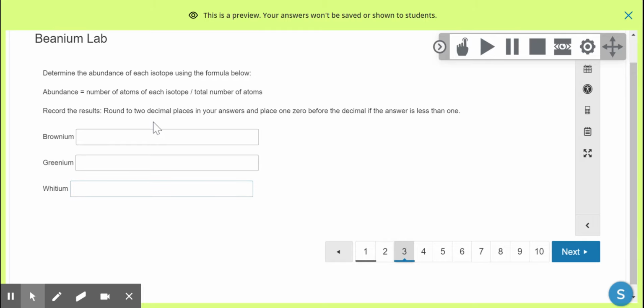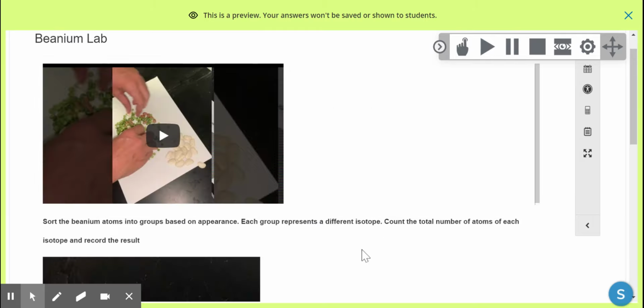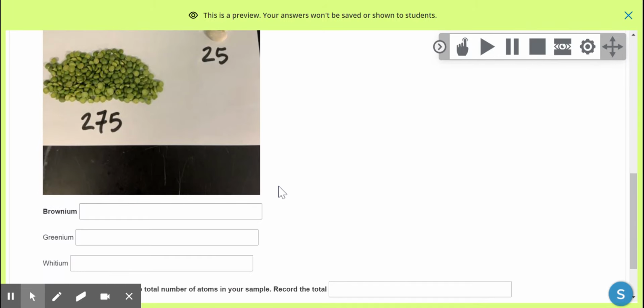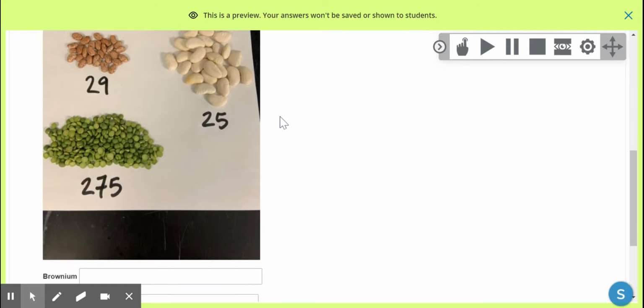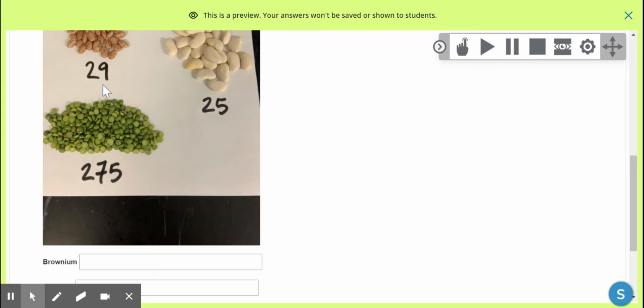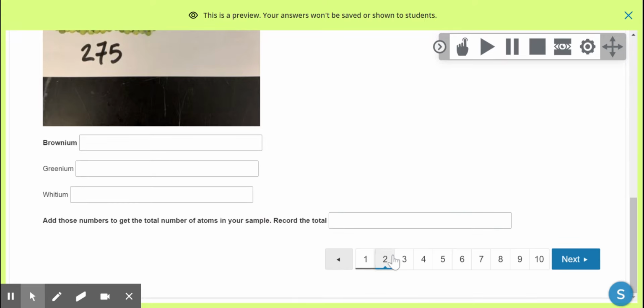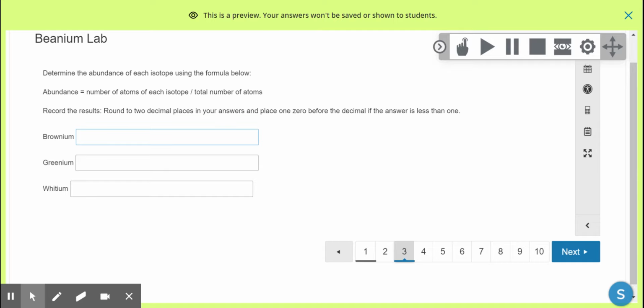The next question is you're going to take the number of each individual type of atom. So if you go back over here, the individual numbers are right here in this picture. You're going to take, for example, brownium, 29, and then divide it by the total number, which would be 29 plus 25 plus 275. So 29 divided by all of those three numbers added together, and then that would be the answer right here.